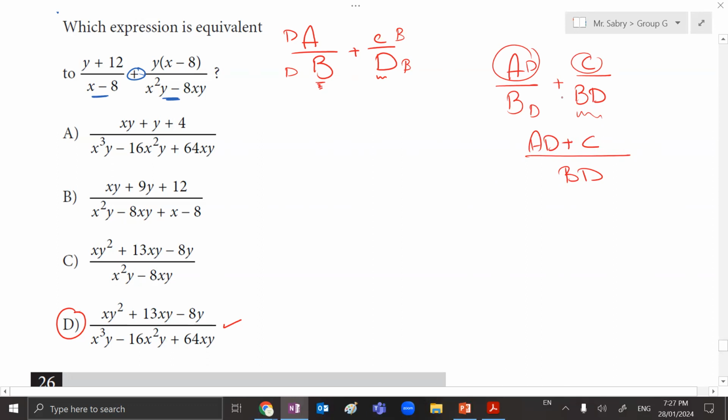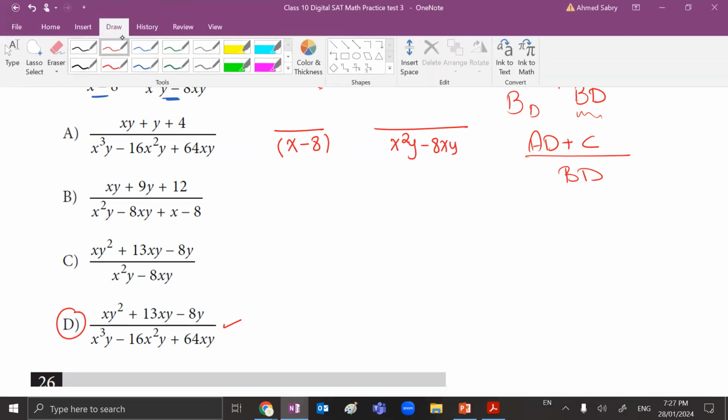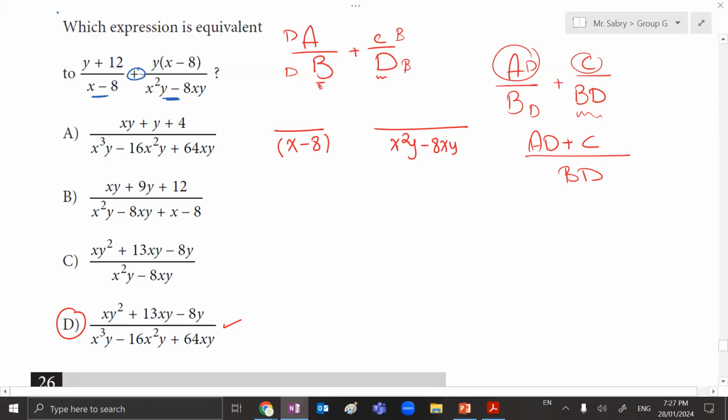So I don't always have to take the denominators from both. Okay. So what do I do next? Or how is this beneficial? In this question, when you look at the denominators, I have one denominator x minus 8 and the other denominator is x squared y minus 8xy. So if I notice, I can take from these two x as a common factor and y also as a common factor, right? So I'll put xy outside as a common factor.